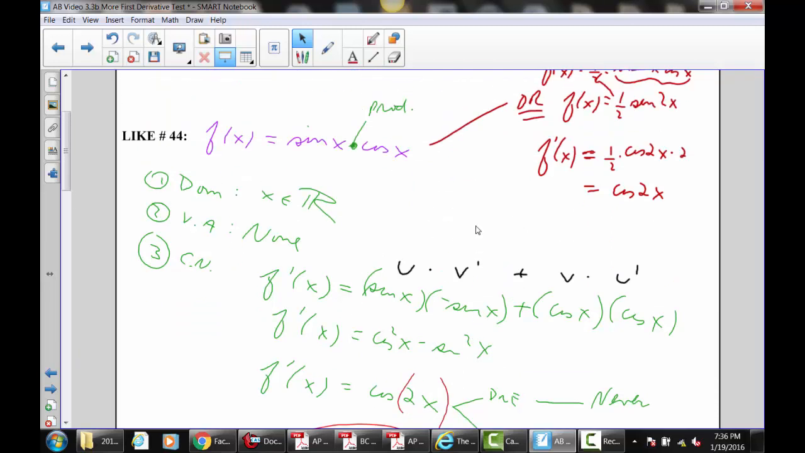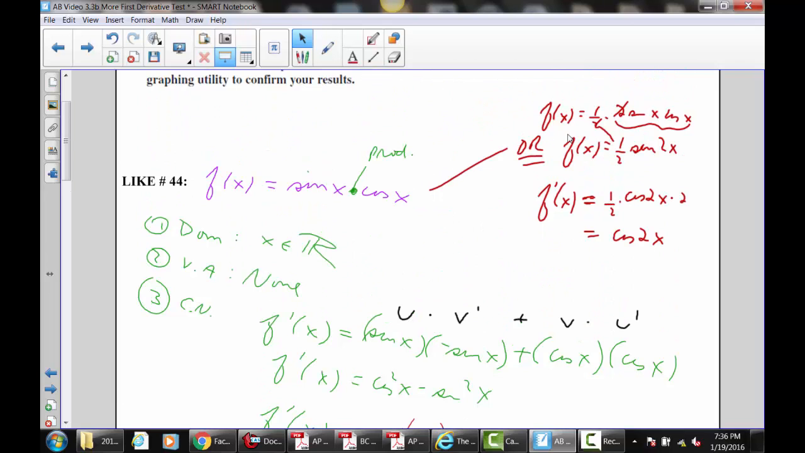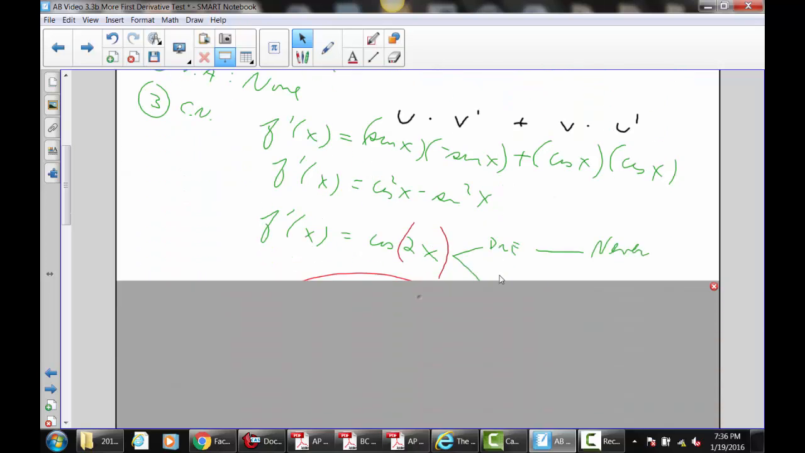Another way of looking at it is if you know the formula that the sine of 2x is 2 sine x cos x. Well, sine x cos x is a half of 2 sine x cos x, which makes it a half of sine 2x. If you notice that, it's way easier. Then the derivative is 1/2 times the cosine of 2x times 2. The 2's cancel. You're left with just cosine 2x.